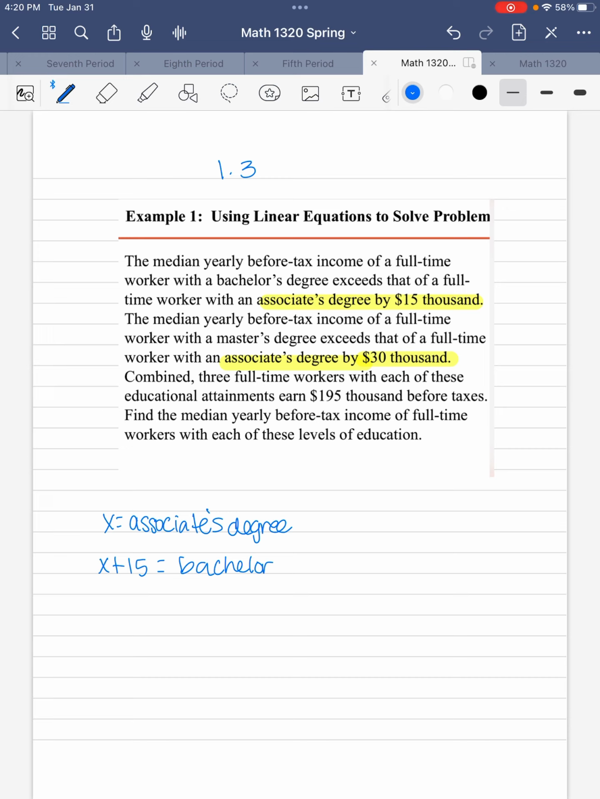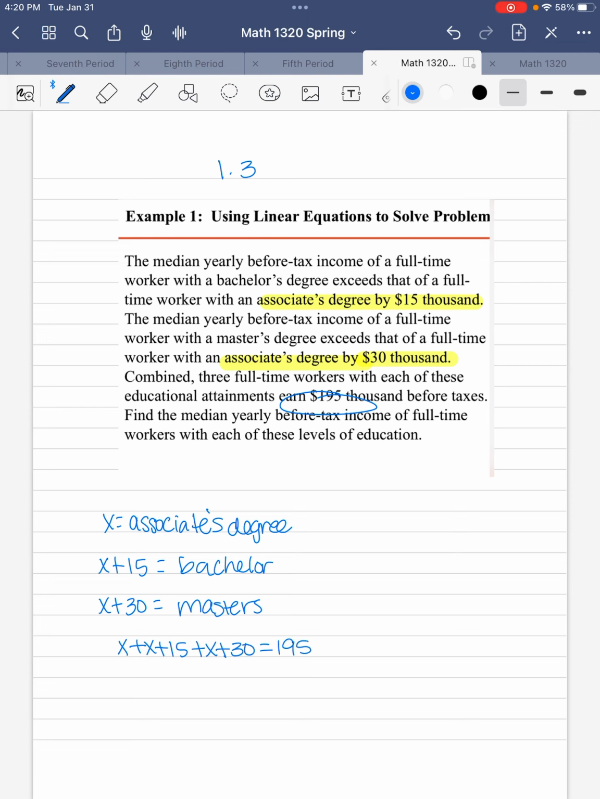Our master's makes $30,000 more than the associate, so for our master's, we would have x plus 30 equals the master's degree salary. Then from there, we can set up an equation because we know that combined, they make $195,000. So we can add up all three of those expressions and set it equal to 195. So I can do x plus x plus 15 plus x plus 30 equals 195.